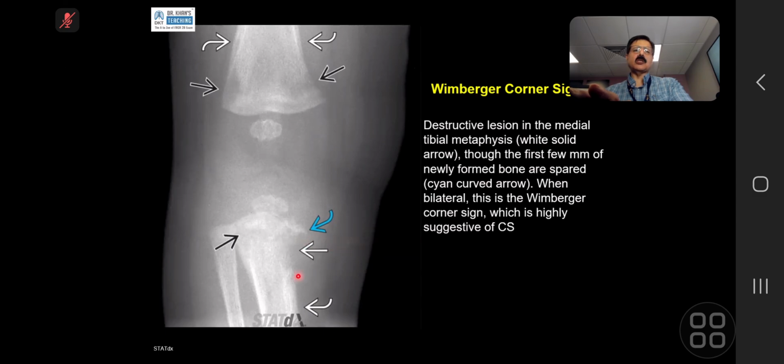This is the erosion. A portion of metaphysis is still intact here, and this is known as Wimberger sign. And please remember that Wimberger sign, the same sign, is also seen in scurvy. We will come back to this.